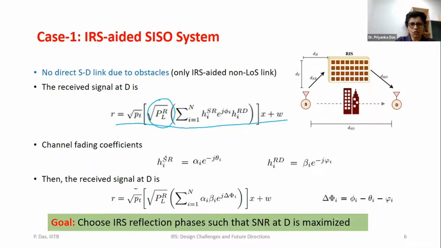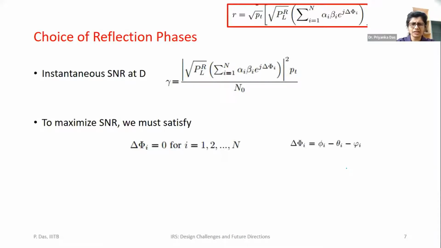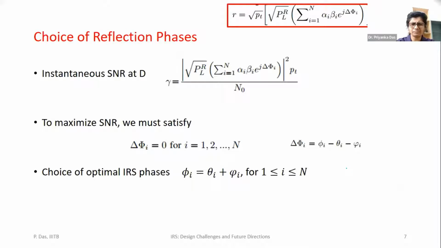So the goal, once you have your received signal at the destination from the IRS reflected link, is to maximize the SNR. That is very easy to see. And the condition that will maximize it is delta phi i has to be equal to 0, and you adjust your phases accordingly to get the maximum benefit at the destination. This is the very simple layman approach to looking at the optimal phases.